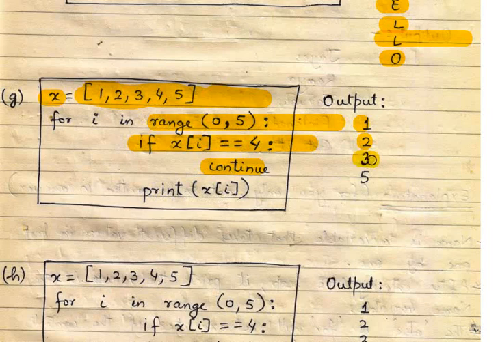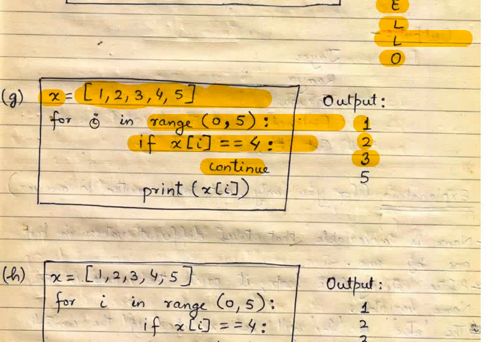Coming to the next iteration, I becomes 3, and in this case x3 double equal to 4 is true, because x3 is 4. Because this is true, continue will get executed, and what continue does, it skips the next coming statements. So this particular statement will not get executed and nothing will be printed, and it moves to the next iteration.